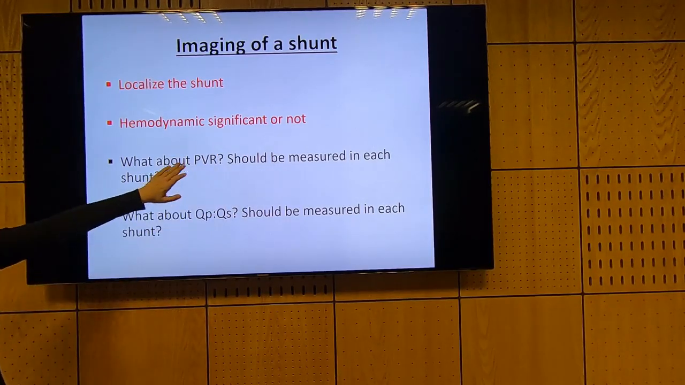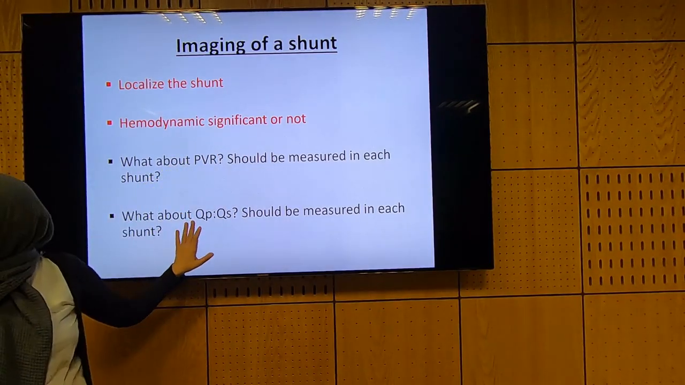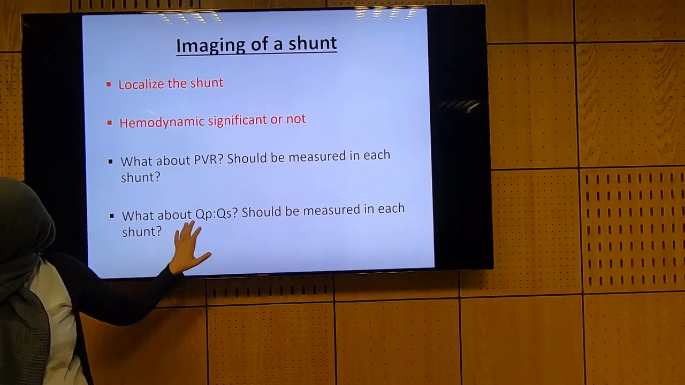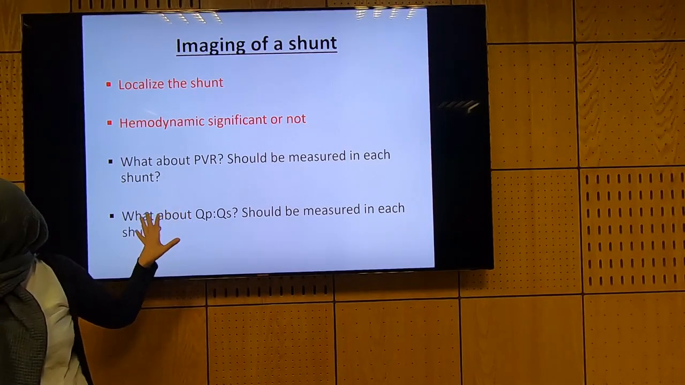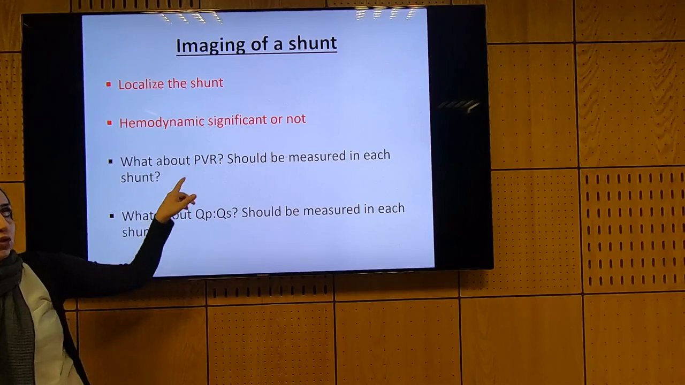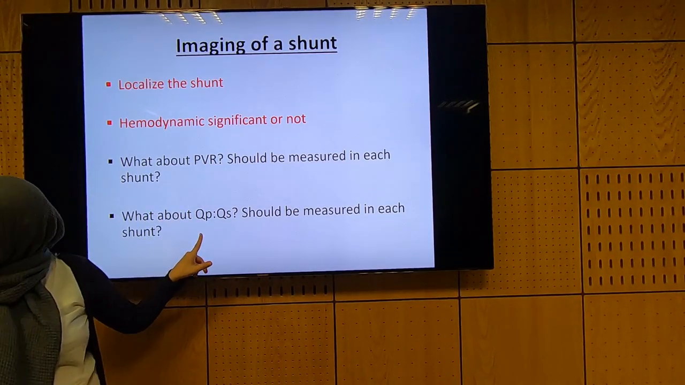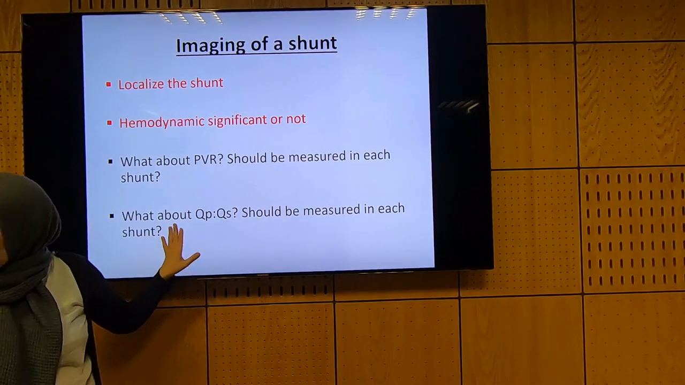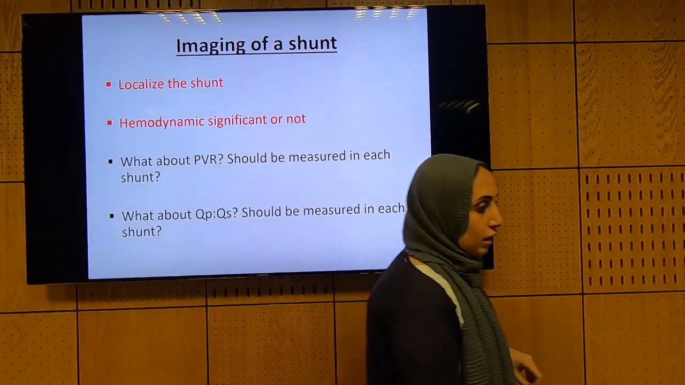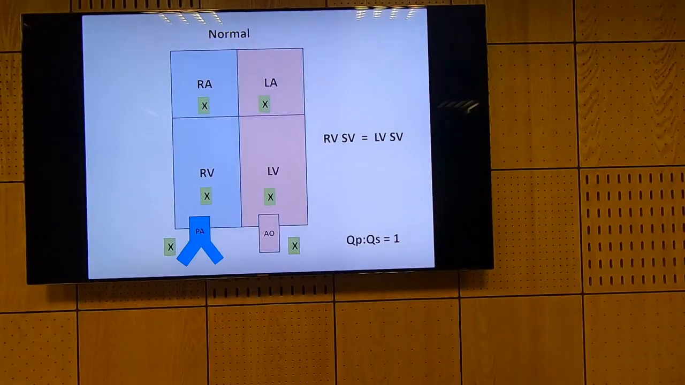For the pulmonary vascular resistance and for QP/QS, you don't have to give it unless you have a doubt about the shunt. Pulmonary vascular resistance is by cath, QP/QS is by cath or MRI. You got what I would like to say? Okay.